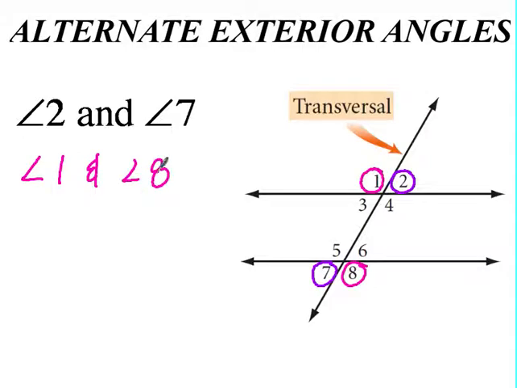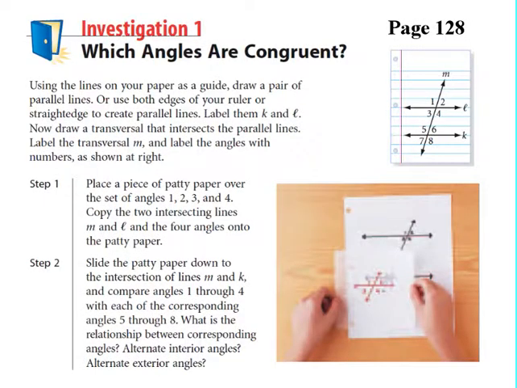So far, so good? You're going to need to be able to identify corresponding, alternate interior, and alternate exterior angles. Okay? So now what I want you to do is you actually have an investigation. This is on page 128. I'm going to let you go ahead and do this in your groups, but I'm going to get you started. Okay, so turn to page 128. I've already given you patty paper. Each group should have patty paper.